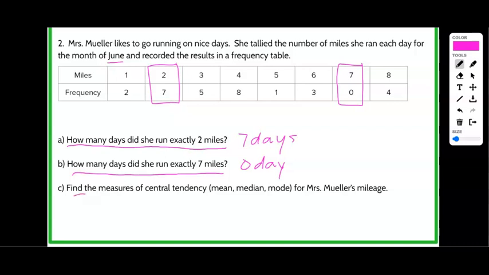All right. So now we're going to find the measures of central tendency. So mean, median, mode for Mrs. Mueller's mileage. So mean is that average, median is that number in the middle, and then mode is the number that is seen the most often. So we just did that on the last example. So I want you guys to pause this video and try to answer that mean, median, and mode. And then if you have any questions, you can email me or join office hours and we can go through that together. And then once you answer that question, you can go on into the practice problems and do the remainder of the practice.